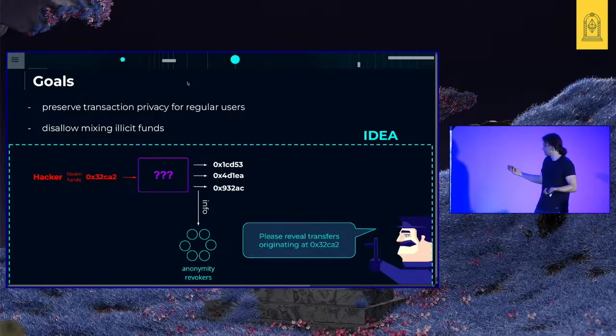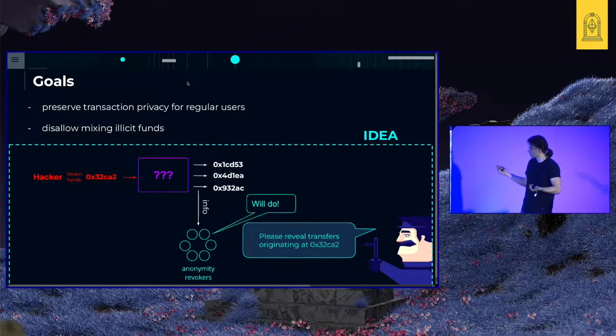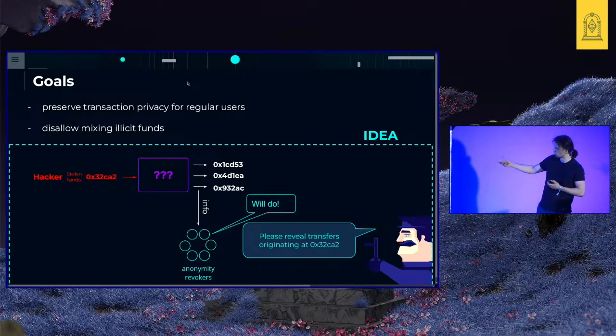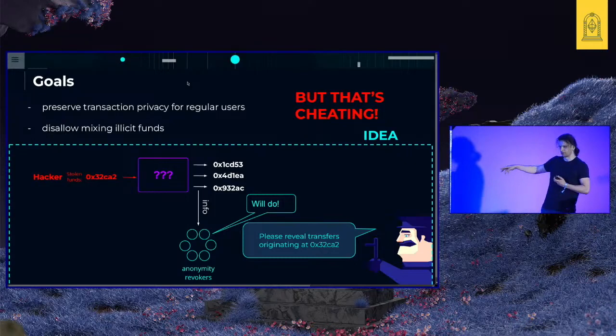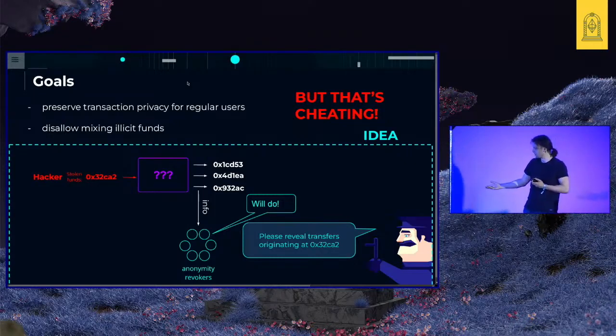The idea is that whenever there is a request to reveal transfers originating at some illicit address, these guys do that. I mean, they reveal some particular part of what was hidden. So it kind of works, but that's cheating also. In particular, this committee has a really big power in this system. They can basically reveal everything, and what's even worse, they can reveal everything and no one will know about it.